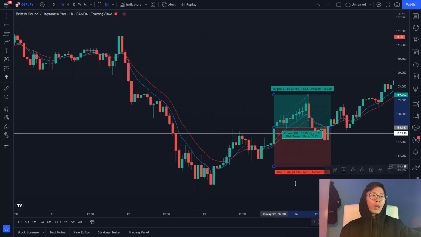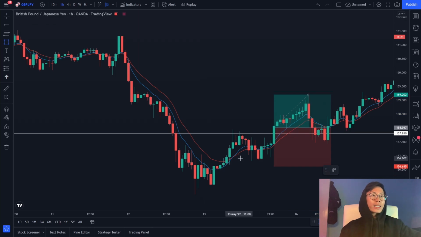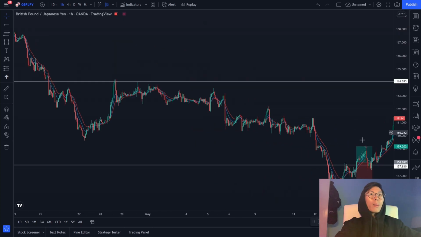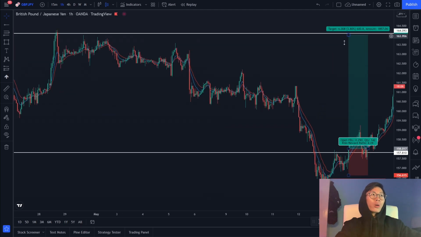My stop loss will be right here because this is the last higher low. This is the last higher low, guys. And then my take profit will be all the way up at the next key level right here. This is if I want to swing trade, but if I want to have an intraday trade, right, I'll put it at the last high.